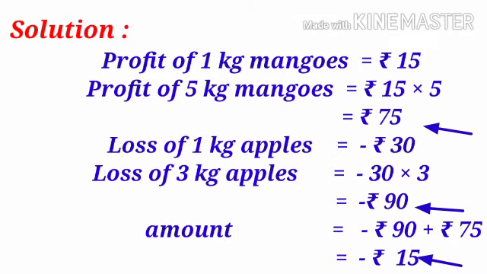Write down. Profit of 1 kg mangoes is equal to rupees 15. Profit of 5 kg mangoes is equal to 15 into 5. That is rupees 75. Loss of 1 kg apples is equal to minus 30. Loss of 3 kgs of apples is equal to minus 30 into 3, which gives minus 90. Therefore, amount is equal to loss plus profit. That is equal to minus 90 plus 75, which gives minus 15, which is the loss.